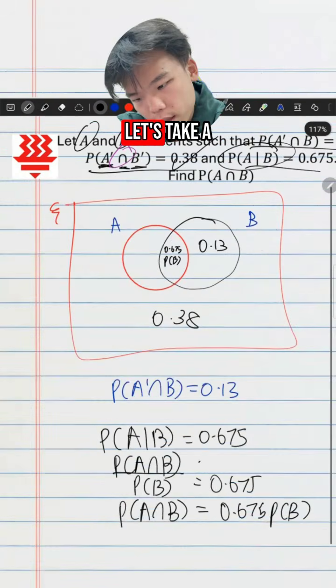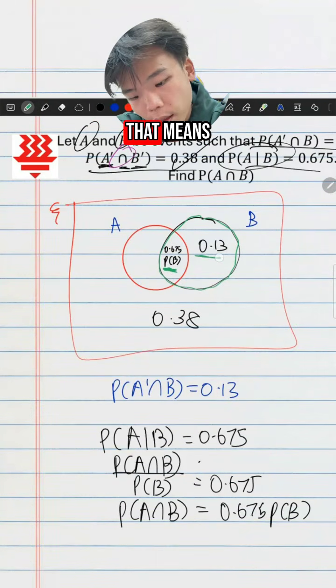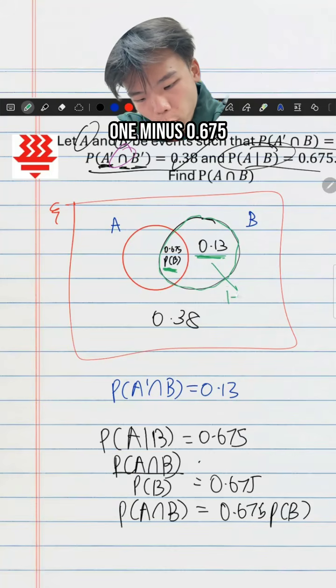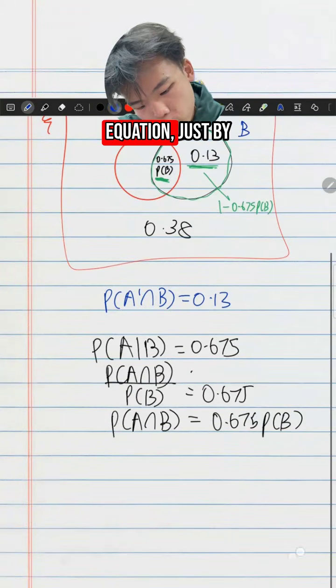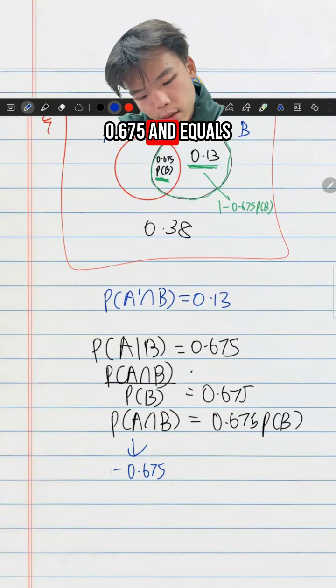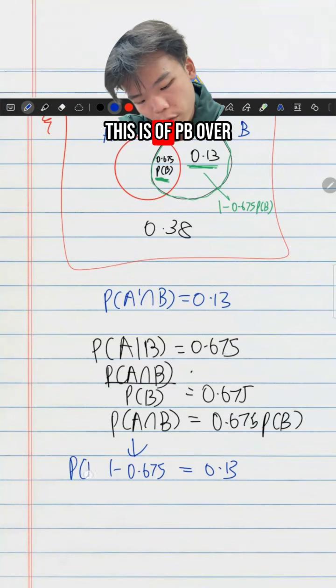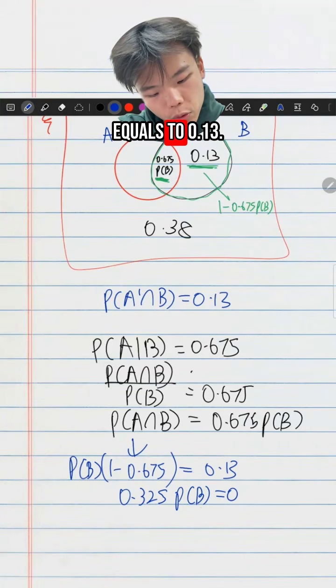Now, very interestingly, let's take a look at this circle over here, right? This circle, if this is 0.675 of P(B), that means this 0.13 has to correspond to 1 minus 0.675 of P(B), right? So if I were to come up with an equation just by observation, we have 1 minus 0.675 and equals to 0.13, right? This is of P(B) over here. And we end up with 0.325 P(B) equals to 0.13.